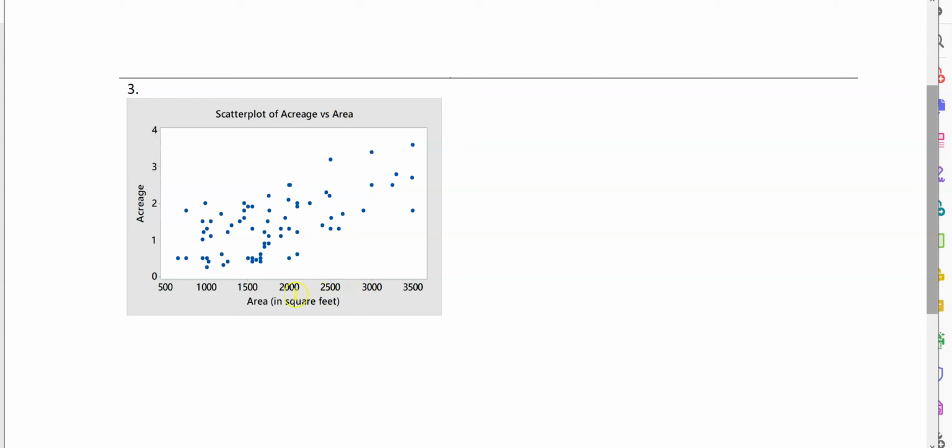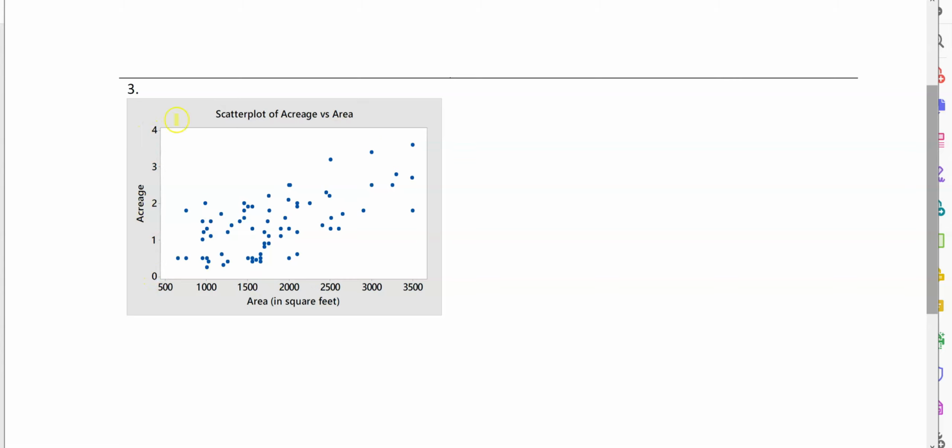So I can see on my horizontal axis, I'm getting information about area in square feet, and it's ranging from 500 square feet up to 3,500 square feet. And then on my vertical axis, I'm getting information about acreage. So from 0 acres up to 4 acres.